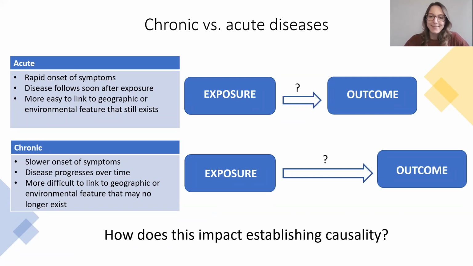Instead, with chronic diseases, as you can imagine, that's quite a bit more challenging to do. The symptoms sometimes don't happen for months, years, decades. Many chronic diseases progress over a really, really long period of time. And so it's much more difficult to link that exposure or that geographic phenomena to the particular health outcome that you're now witnessing. So how does this impact causality?